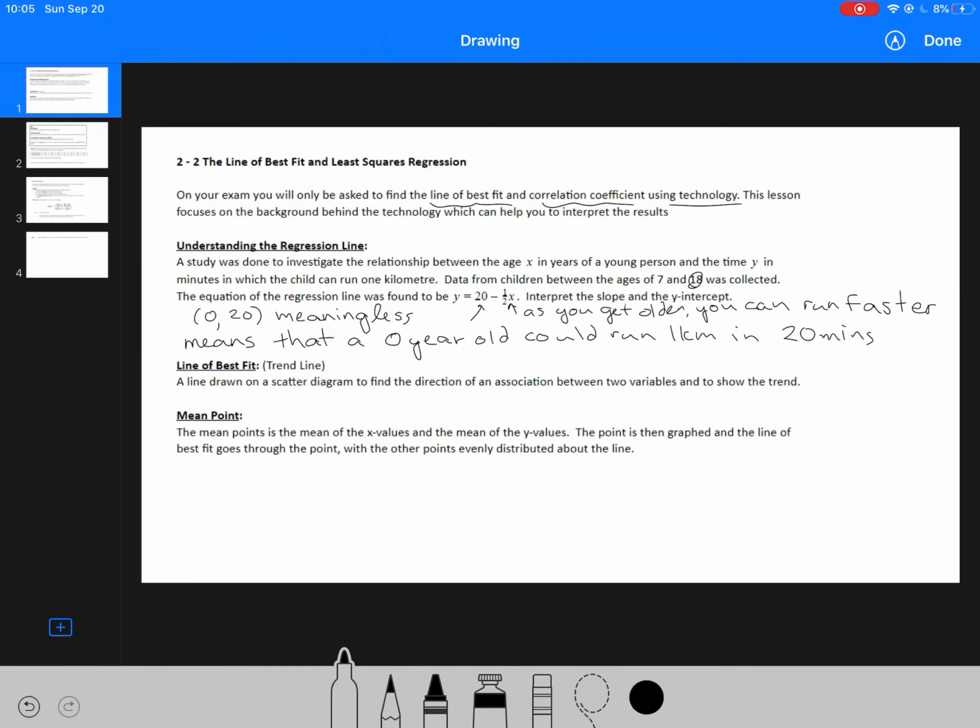The second thing that you should be familiar with is what a line of best fit is, so a trend line. You probably remember this from grade 9, but it's a line drawn on a scatter diagram to find the direction of an association between two variables. If you're drawing a line of best fit by hand, you want to make sure it goes through the mean point, which is the mean of the x values and the mean of the y values. Then you would find this point, graph it, and make sure your line of best fit goes through that point with the other points evenly distributed about the line.